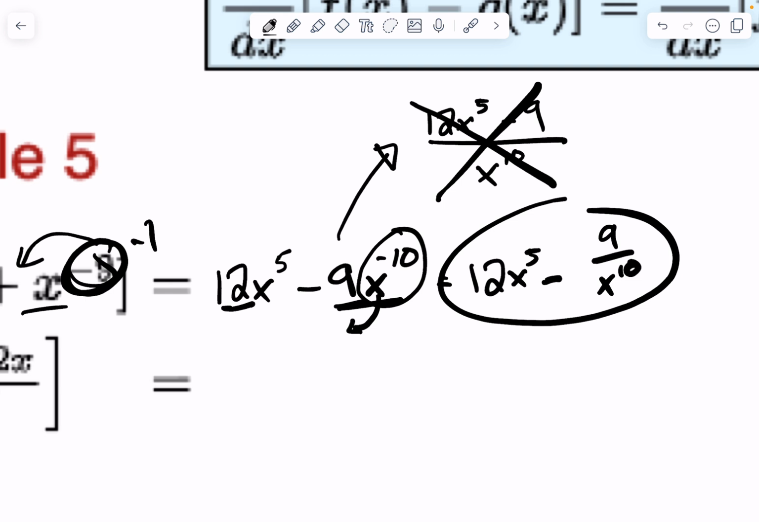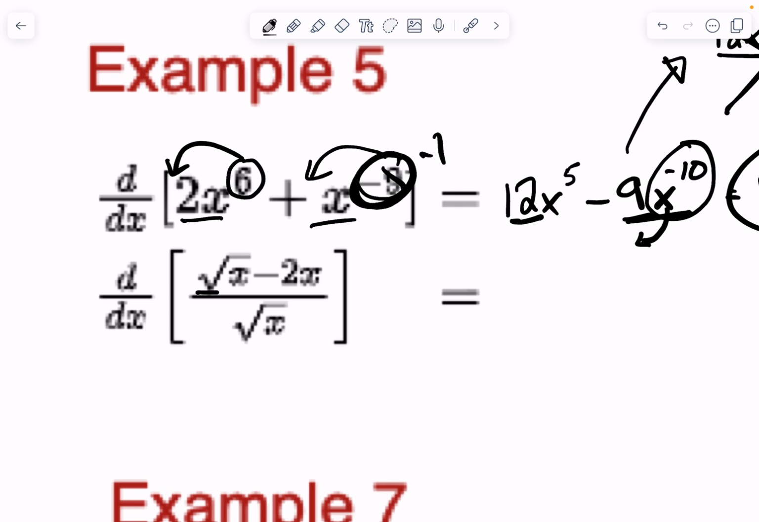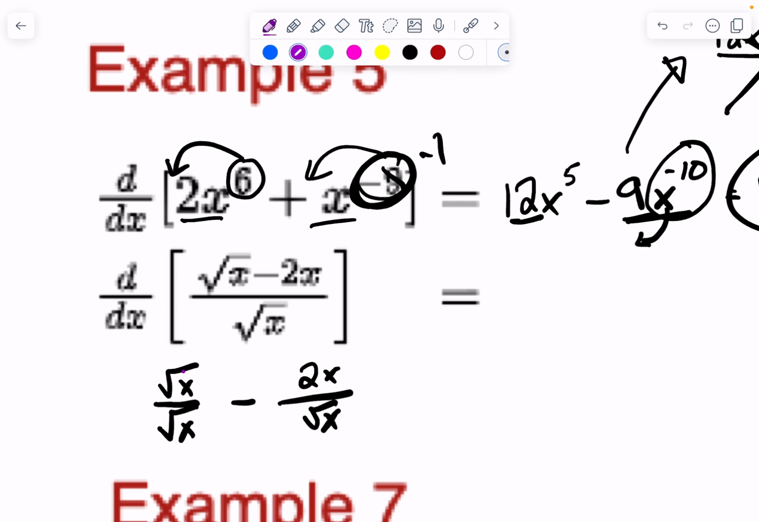All right, now let's talk about this ugly one. We are dividing by the square root of x. I have to think how I want to address this. Well, here's one way to look at it. I'll address it two different ways. I have the square root of x minus 2x, and I can separate those into two pieces. The left side reduces to 1, since the square root of x over the square root of x is just 1, and then we can take the derivative of 1. But then we still have this ugly thing going on over here.